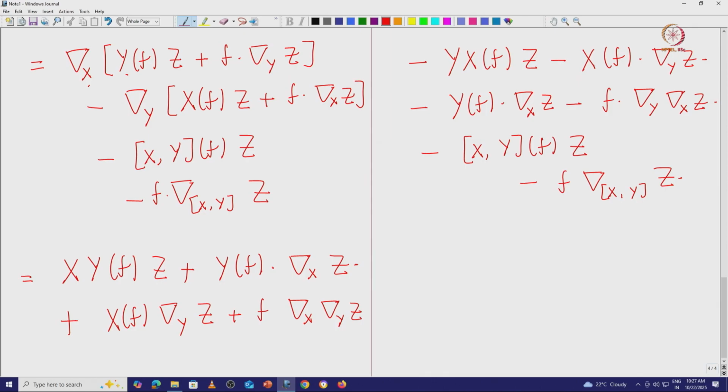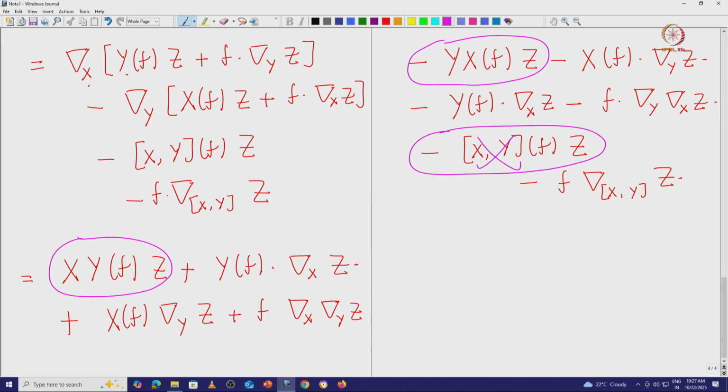Okay, so now you can collect terms. If you look at this term, that's just the Lie bracket applied to f times z, so that will cancel with this term. So all these three terms will cancel.